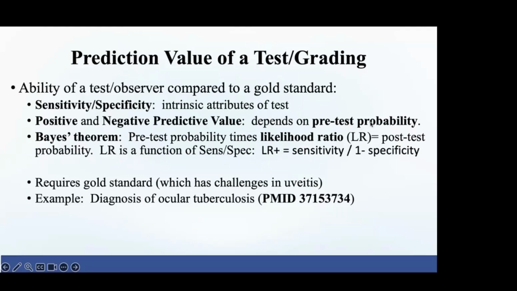So like if you test random general ophthalmology patients for syphilis and have a positive result, that would be different than if you test uveitis patients for syphilis and have a positive result. And this kind of test requires a gold standard, which has a lot of challenges in uveitis. And so Rupesh has been very active in trying to work this out.